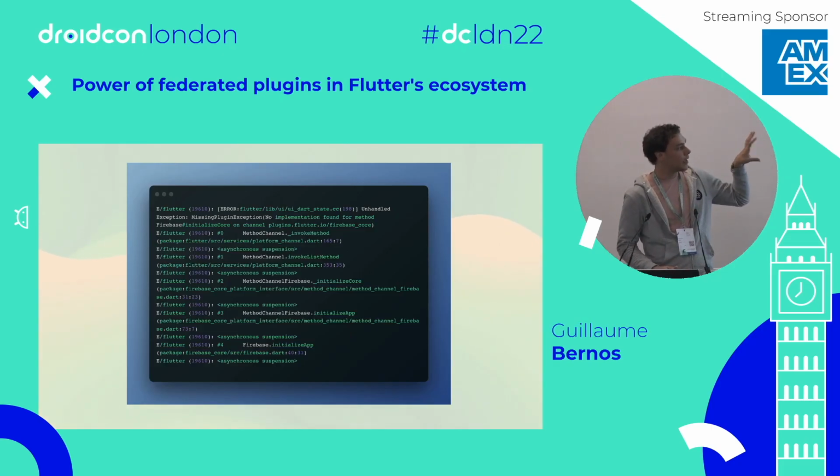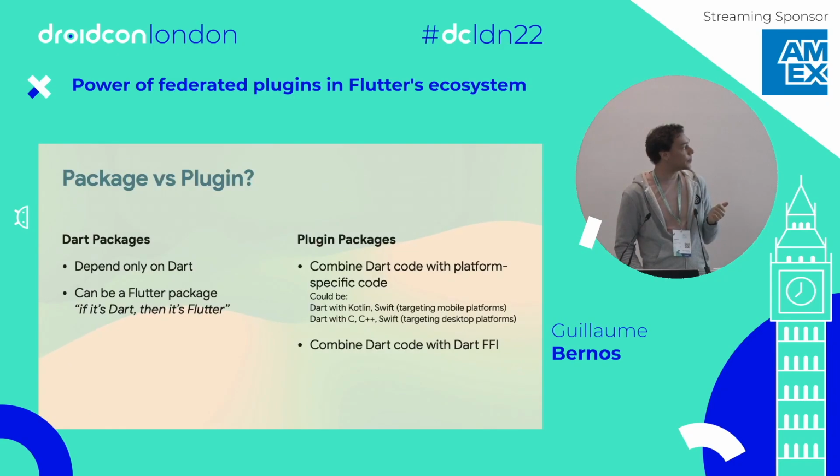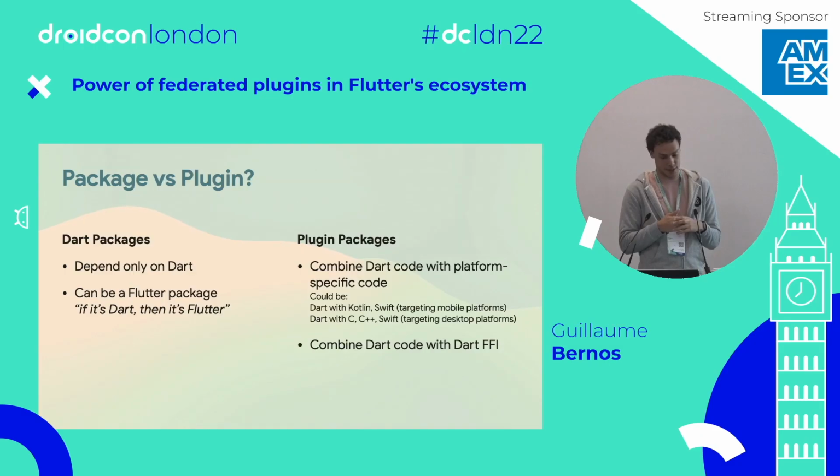This error usually happens if you are using the native part of your application. You have the Flutter part of your application, and you have the host that is running your Flutter part. They are communicating with a platform channel. A Dart package depends only on Dart. If it's a Dart package, it often can also be used in a Flutter app. Maybe not for server stuff or stuff like that, but most Dart packages can be used in Flutter.